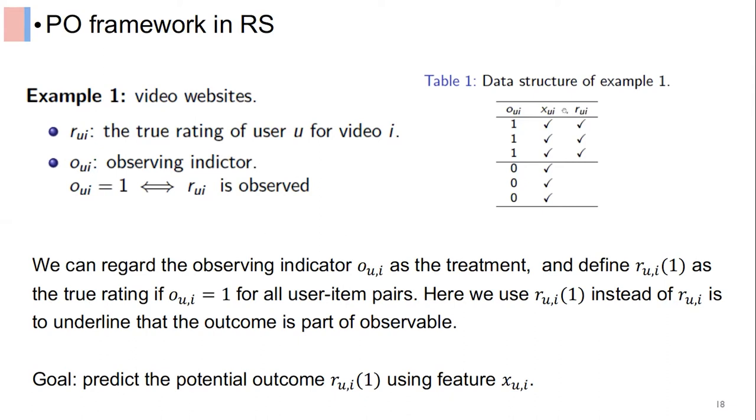We want to predict the rating for all user-item pairs. In this case, we can regard the observing indicator O_UI as the treatment and then define R_UI(1) as the true rating if O_UI equals one, for all the user-item pairs. Here, we define R_UI(1) instead of using R_UI to underline the true state. The outcome is partly observable. The scientific question, predicting the rating for all user-item pairs, can then be represented as equation one.